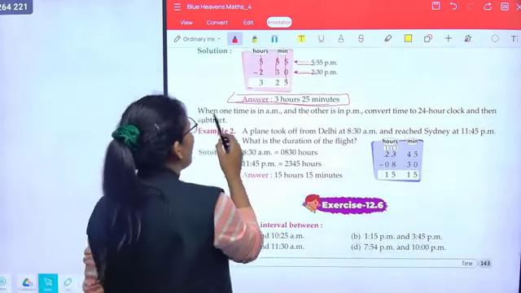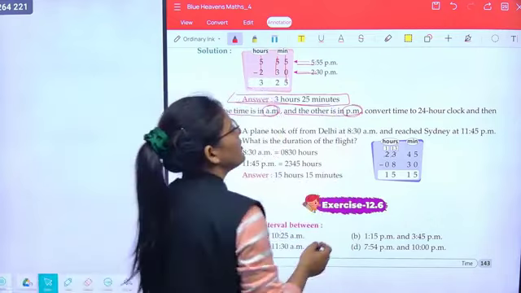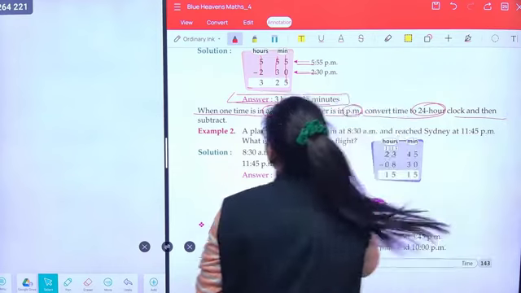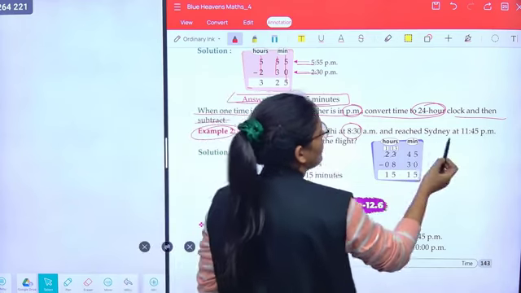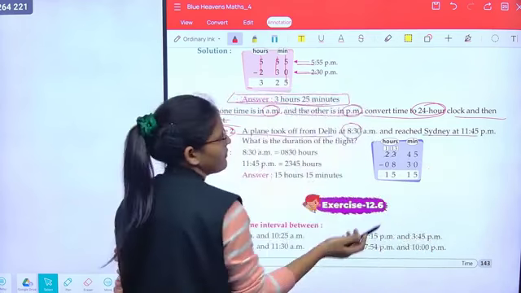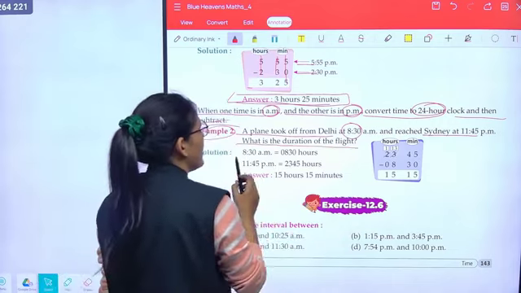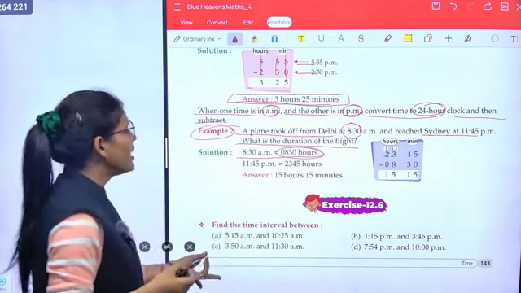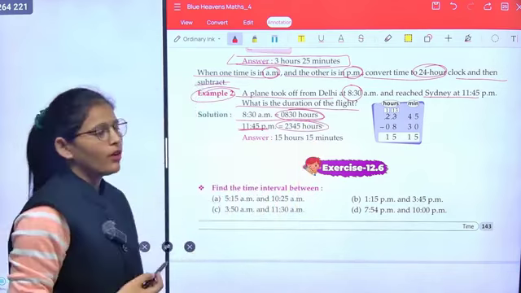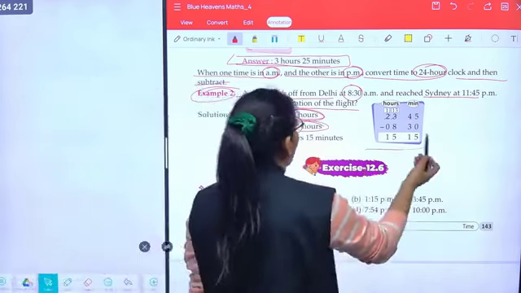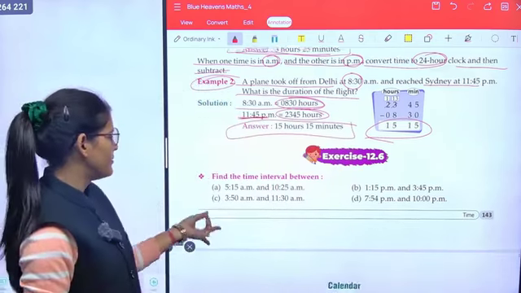Okay. When one time is in AM and the other time is in PM, convert the time to the 24-hour clock and then subtract. See, a plane took off from Delhi at 8:30 and reached Sindh at 11:45 p.m. What is the duration of the flight? 8:30, we will convert it to the 24-hour clock. Now 11:45 p.m. is 23:45. Now subtract. So the time taken is 15 hours 15 minutes.